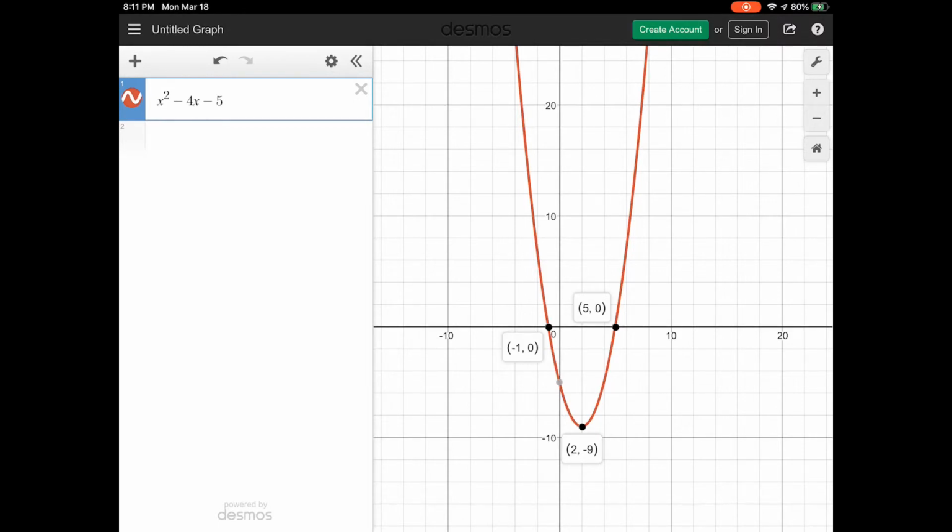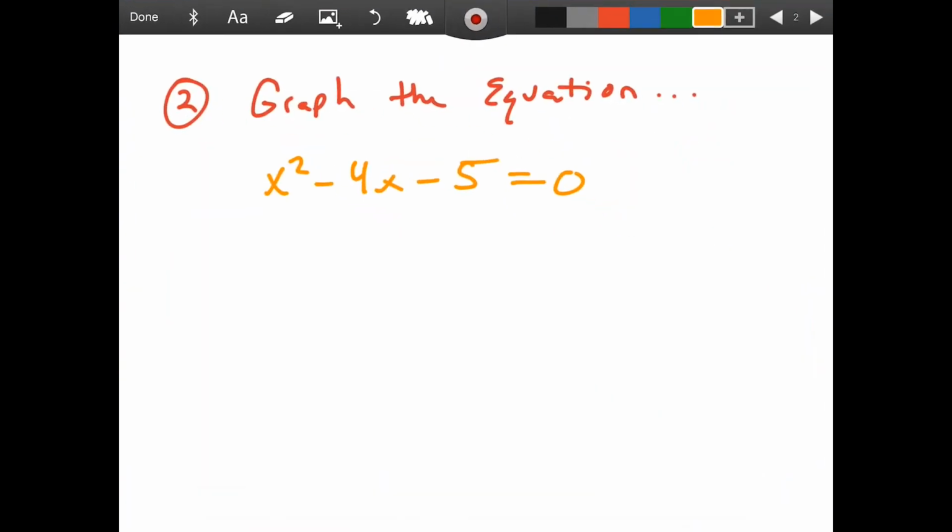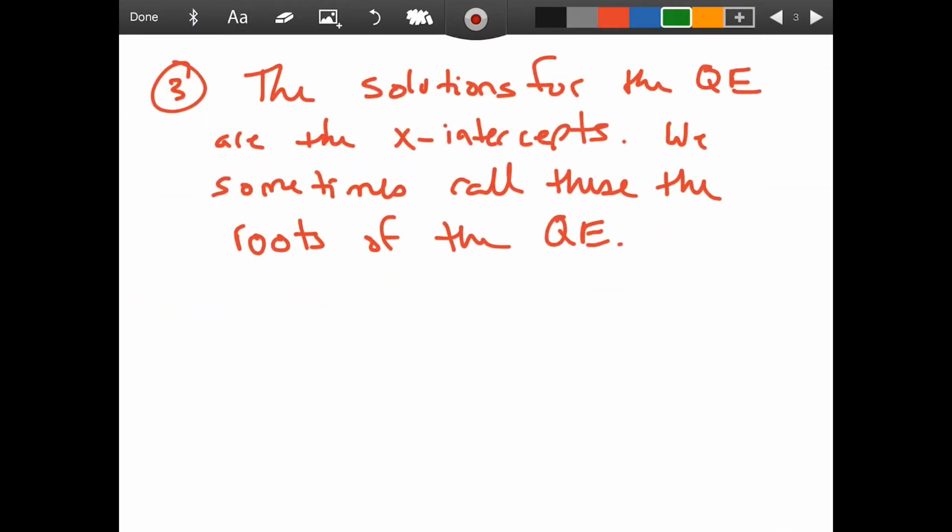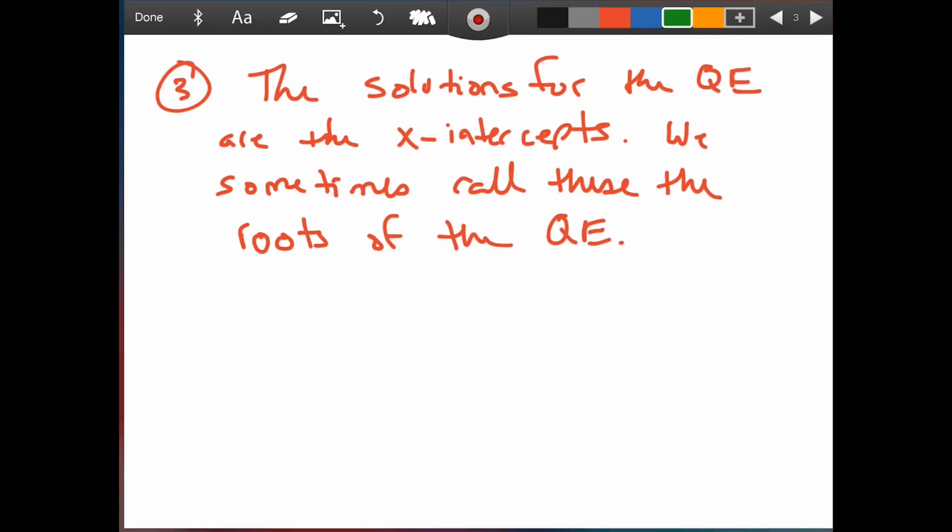So we're going to look for the 2 spots that the parabola hits the x-axis. Remember, negative 1, positive 5. So when I come back here, we graph the equation. I'm just going to put the notes here. Use Desmos. I don't want the process of creating a graph to be the problem today. Step 3 is the solutions for the quadratic equation are the x-intercepts. We sometimes call these the roots of the quadratic equation.